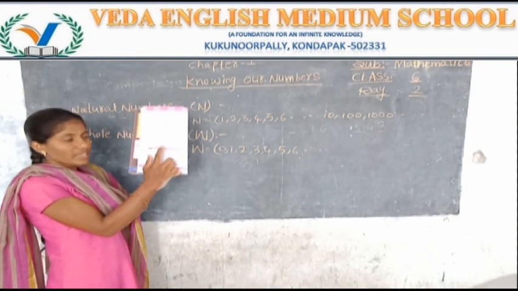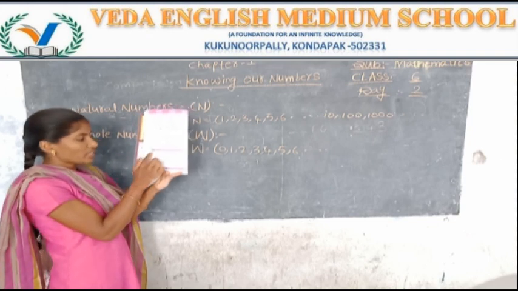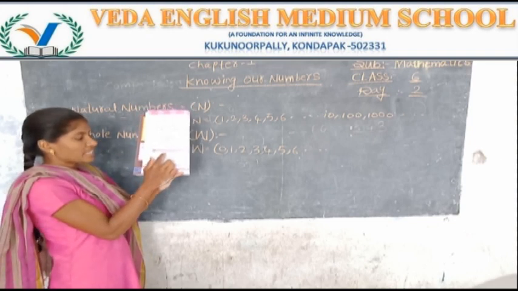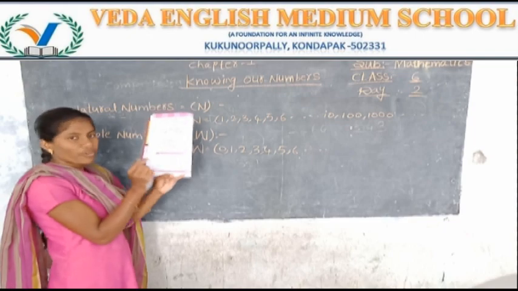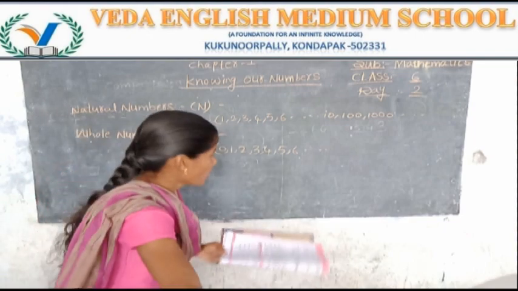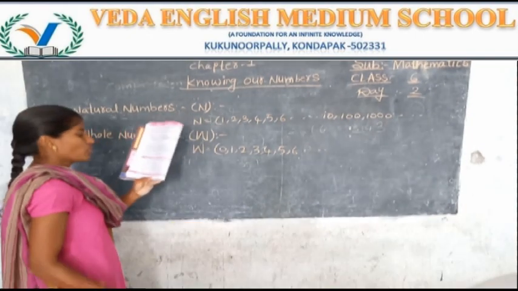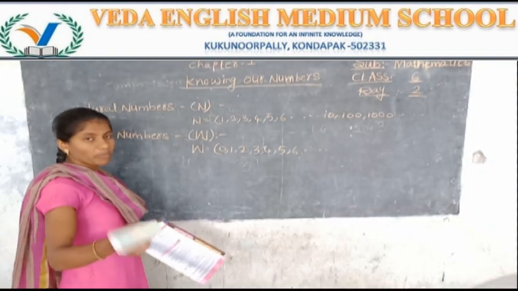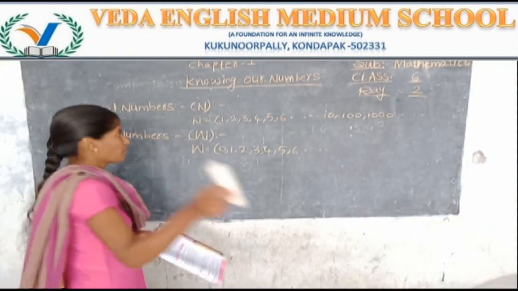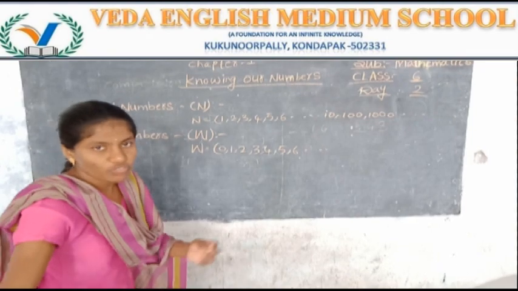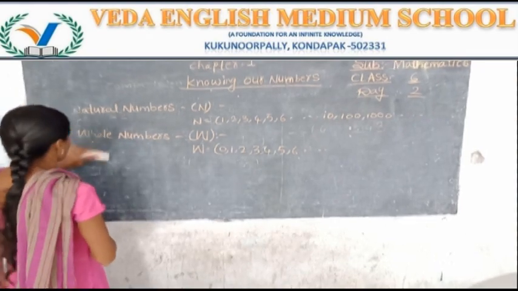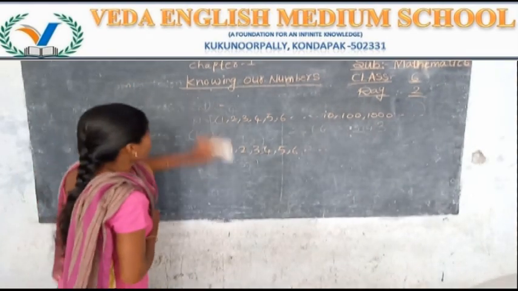Exercise 1.1. First bit: which is the greatest and the smallest among the group of numbers? That means you have to compare. Which is a greater number, which is a smaller number, you have to compare. I will explain the first one. Remaining all are your homework. First chapter, Knowing Our Numbers.